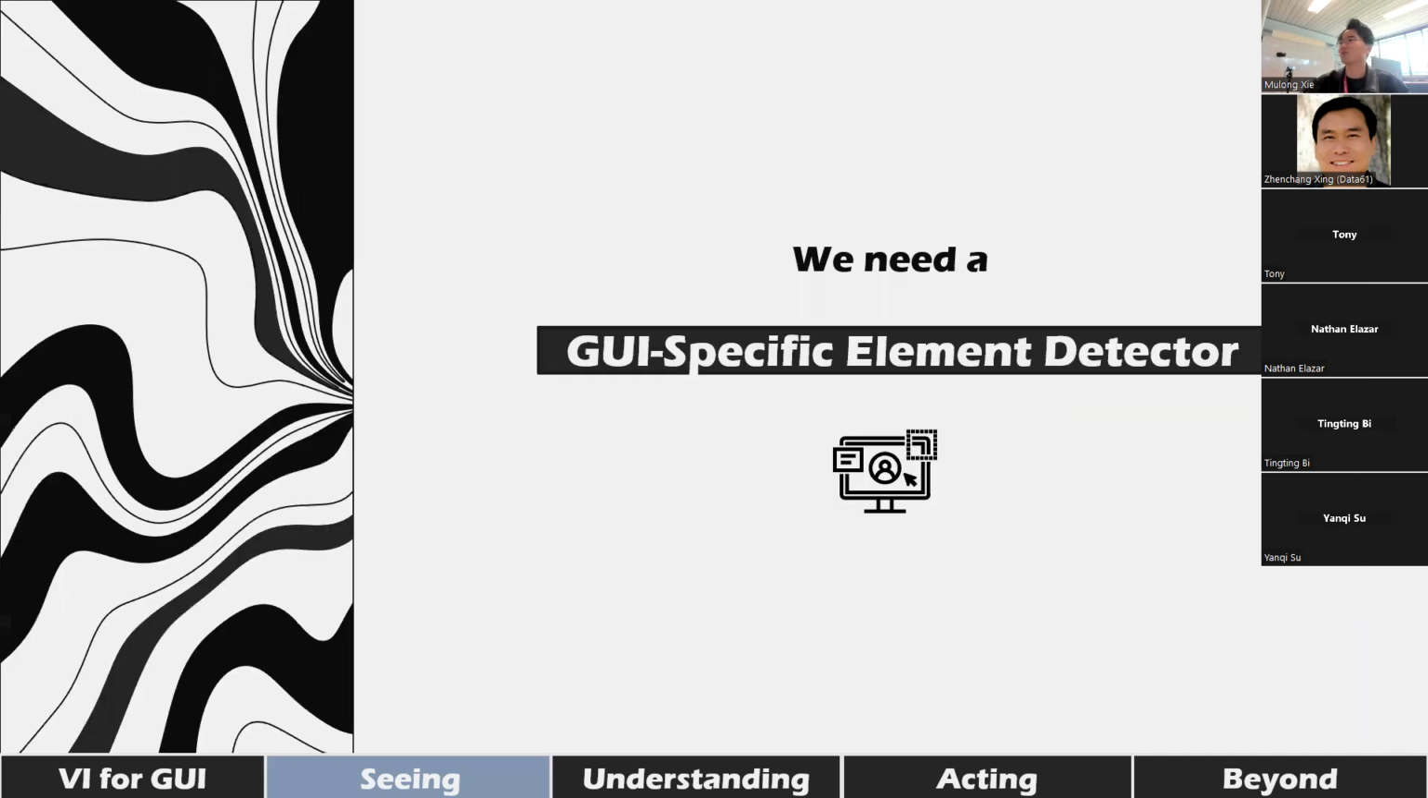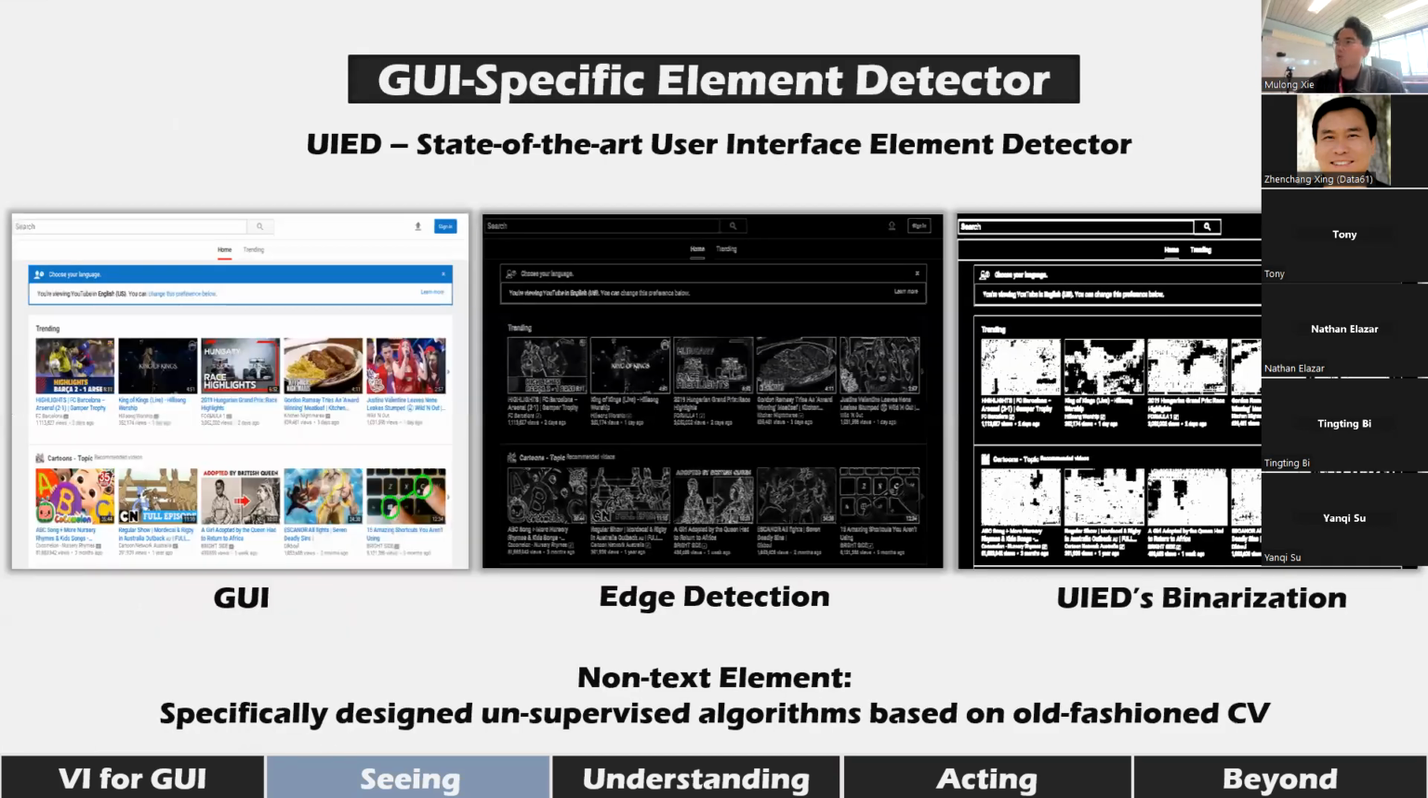So in conclusion, we really need a GUI specific element detector that takes into consideration some special GUI properties. To this end, we introduce our own GUI-specific element detector, the UIED. The UIED tries to extract the non-text elements by specifically designed algorithms.